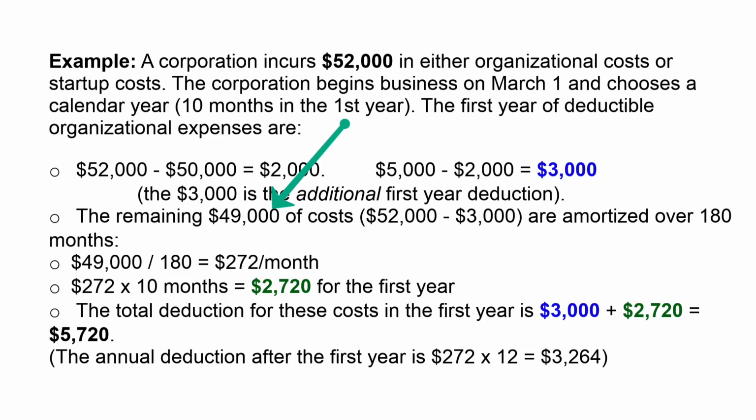So if we do that over 180 months, that turns out to be $272 per month. But remember, this is the first year and it's only 10 months long. So we can only take 10 months of that amortization for a total of $2,720 for the first year. So the total deduction is the $3,000 we have from the immediate expense, plus the $2,720 from the amortization, or a total of $5,720 for the first year. The annual deduction after the first year goes back to $3,264, the full amortization.